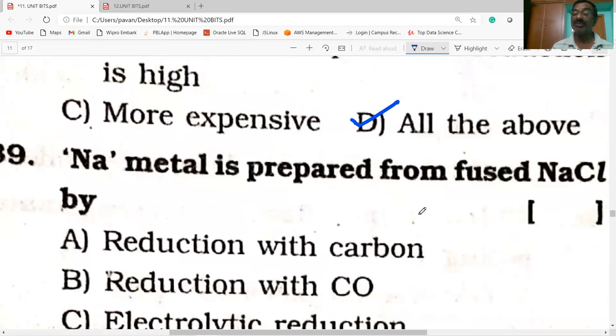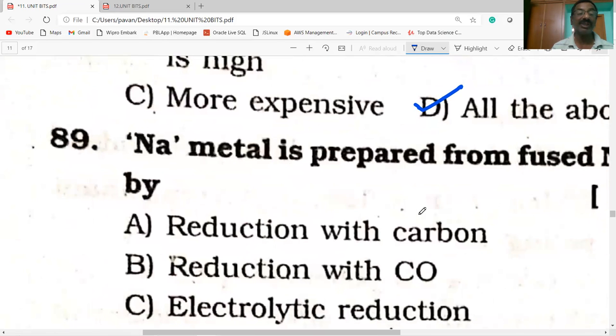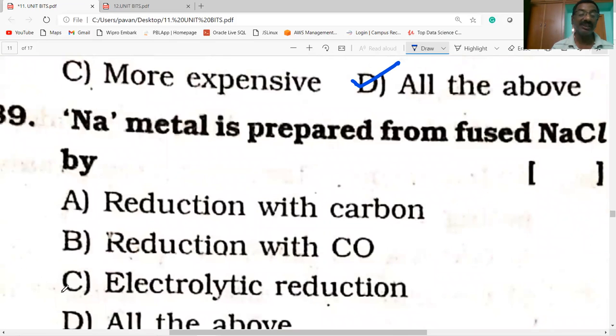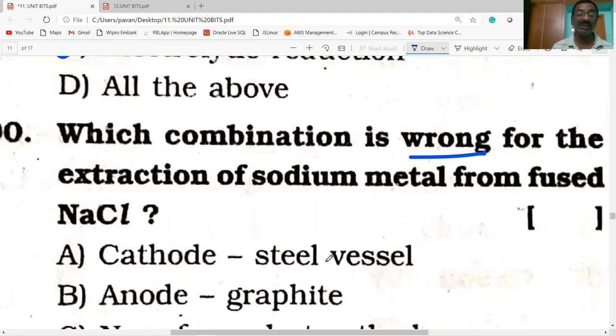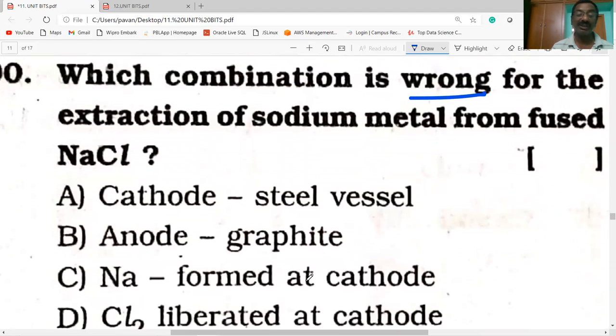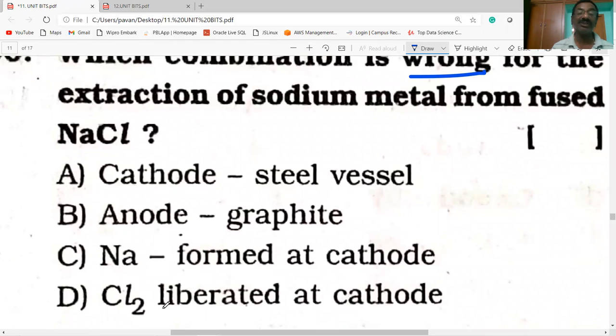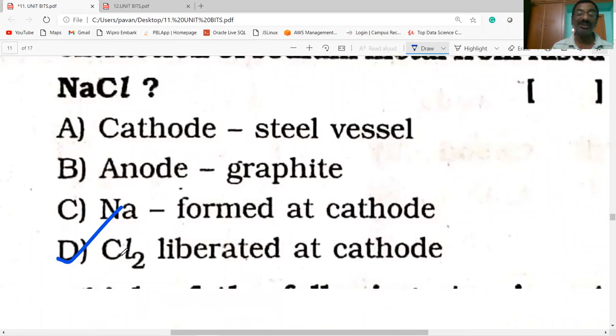Sodium metal is prepared from fused NaCl by electrolytic reduction. Which combination is wrong for the extraction of sodium metal from fused NaCl? Cathode, steel vessel; graphite anode; sodium product; chlorine liberated at cathode. It is the wrong one, chlorine is liberated at anode.